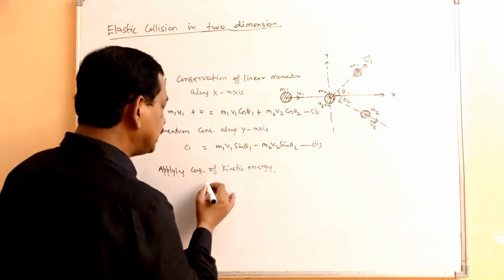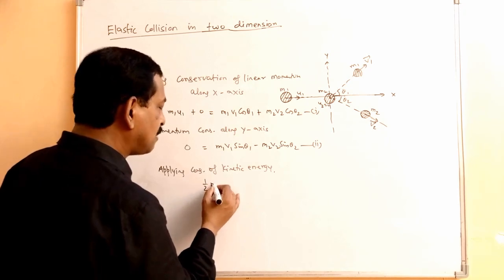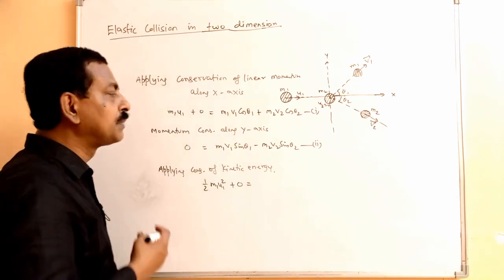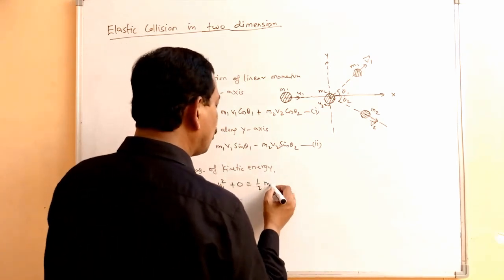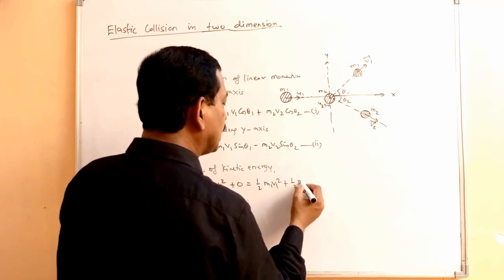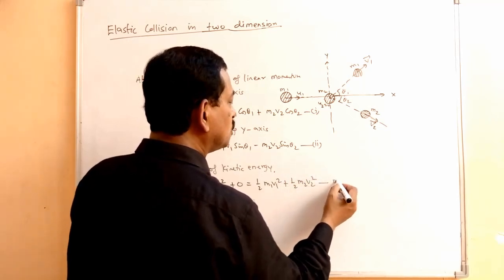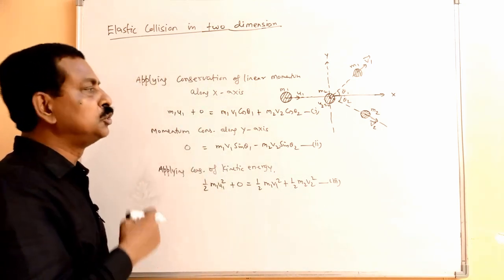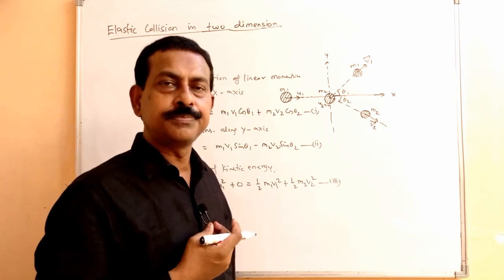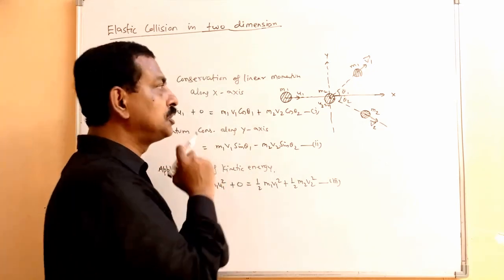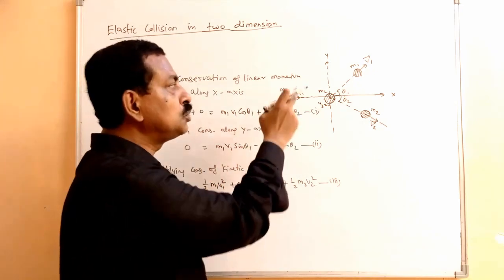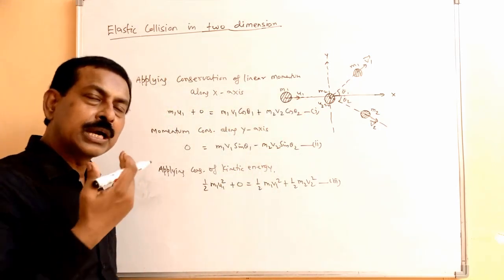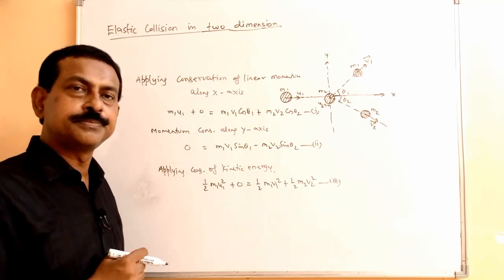So if you apply it, before collision it is half m1 u1 square. Second body will have kinetic energy 0. This is equal to half m1 v1 square plus half m2 v2 square. This is your third equation. So solving these three equations, you can find the unknowns. Here you may say that there are four unknowns, v1, v2, theta 1, theta 2, and we are getting only three equations. So obviously we can't solve for all the unknowns.